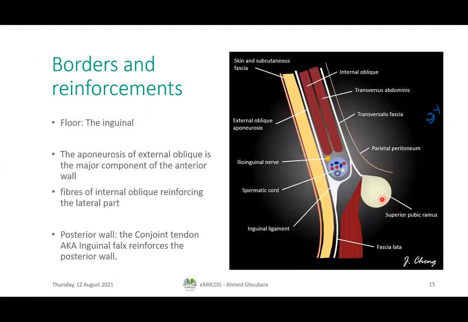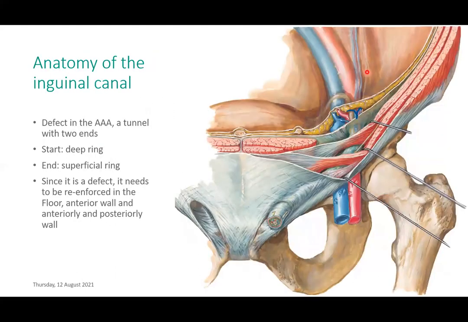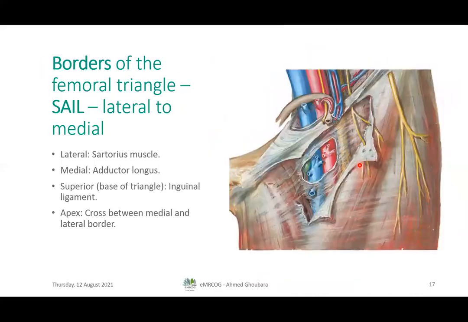Okay. Should pass from here to there. Okay. But this is the male diagram. So basically the inguinal canal, the contents, the reinforcement, are basically the same, the only difference is in the content. Good. So, femoral canal, which is also important, you need to know the borders and the contents of the femoral triangle.